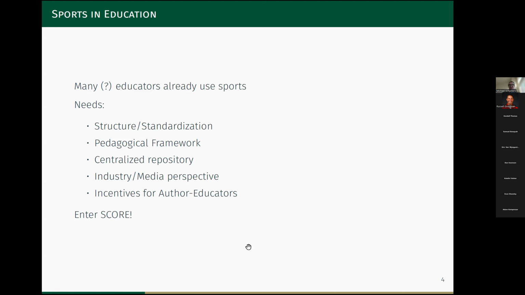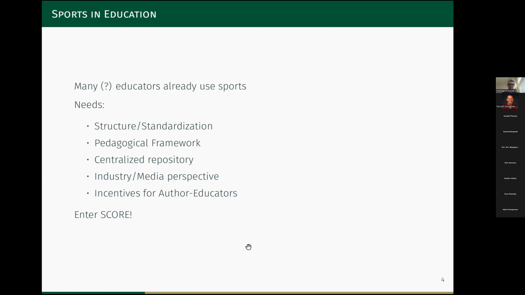Sports in education, that kind of makes me uncomfortable. I'd like to quantify that, but many educators already use sports in their classroom. The need here is to have a structure and a standardization of those materials, provide a pedagogical framework, a centralized repository. And one of the things we wanted to add was an industry and media perspective, and create some incentives for our author educators here.